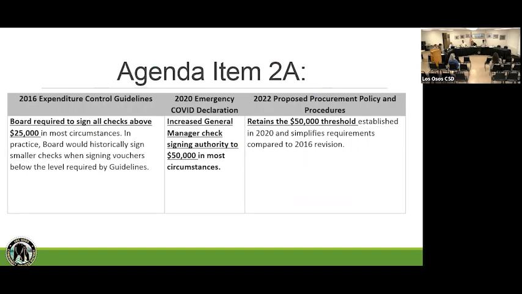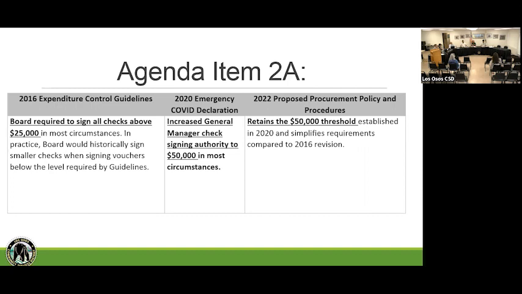So right now, the board requires all checks above $25,000 are guidelines to have 2 signatures. So mine and a director. And that's in most circumstances. And as you know, for those that have been around a while, actually before COVID, directors signed every check, even if it was under $25,000. So then when COVID hits, we increased the signing authority to $50,000. And I only needed to check in with the board and board president if it was over $50,000. And this seems to have been working well.